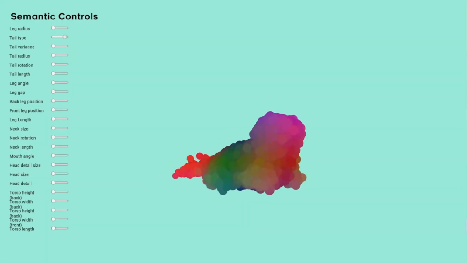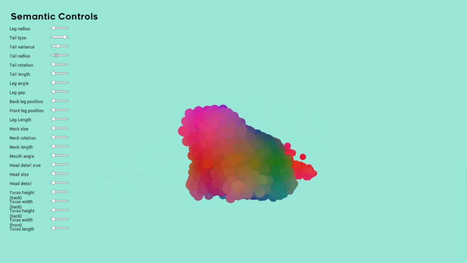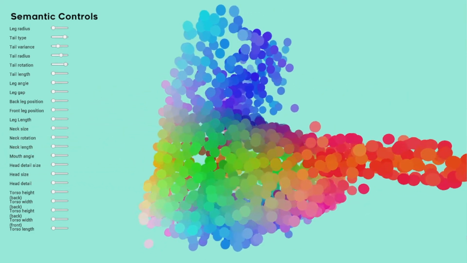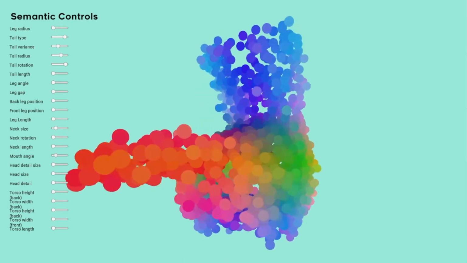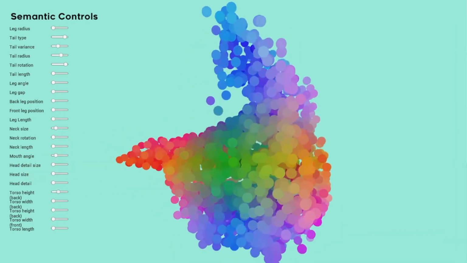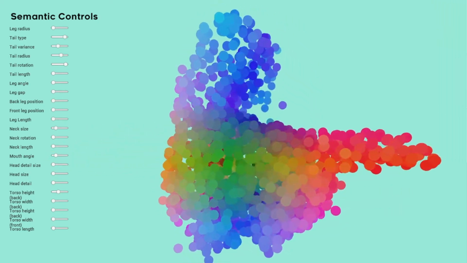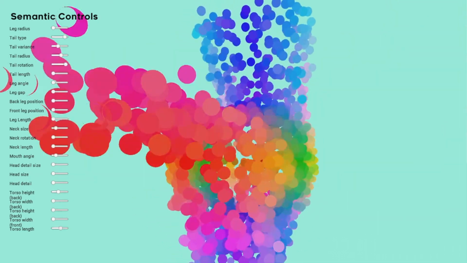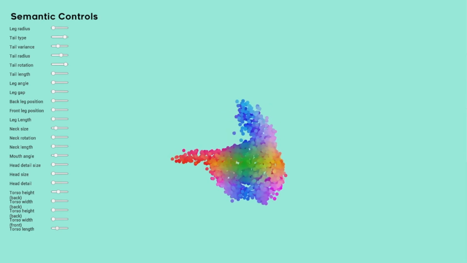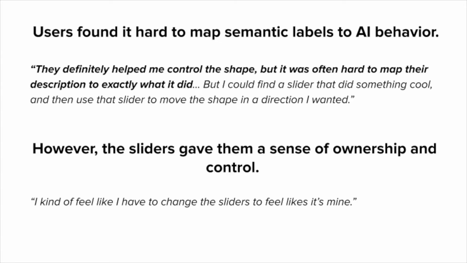So here we can see a zoomed-in version of the semantic sliders. Again, we can see that some labels are learned better than others. For example, tail length and tail radius seem to have corresponding effects. However, tail rotation again leads to rotation of the neck and some entangled effects with the head. So users did find it hard to map semantic labels to AI behavior because the mapping was not as tight with 23 parameters as it was with 6.